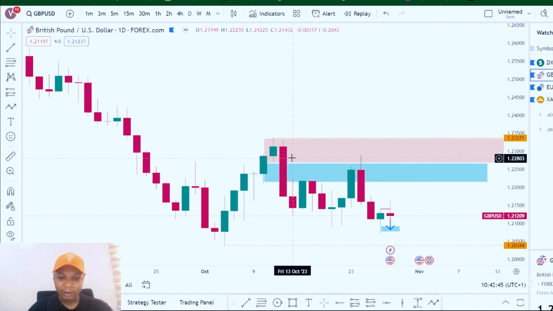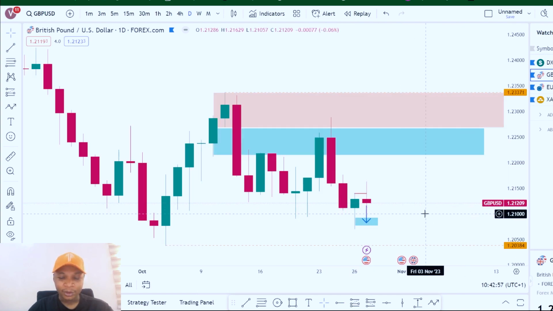The blue line is the fair value gap, the red is the order block where I expect price to short from. So price traded into it, and I started taking GBP USD shorts from there all the way into Friday. I have been shorting GBP USD intraday.